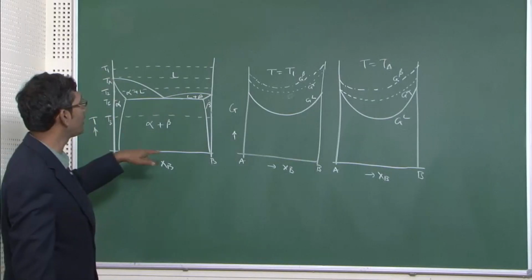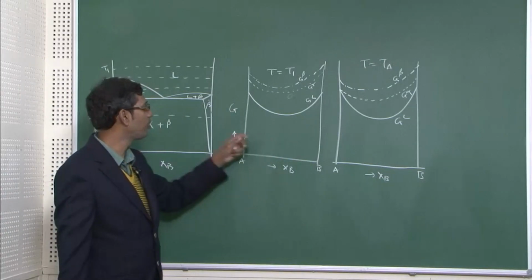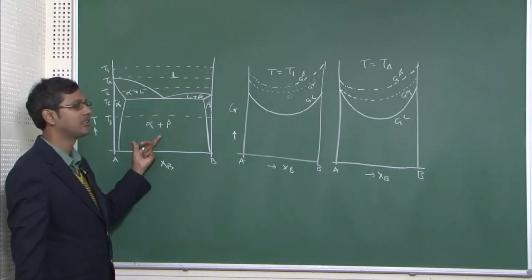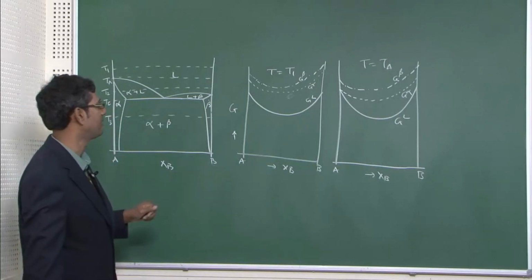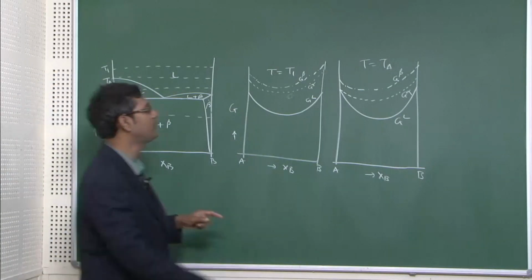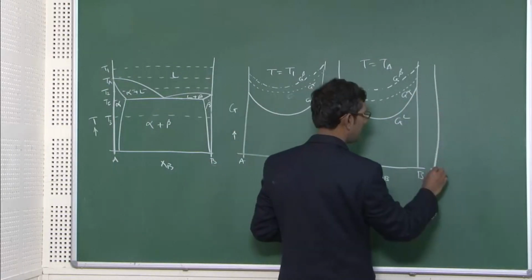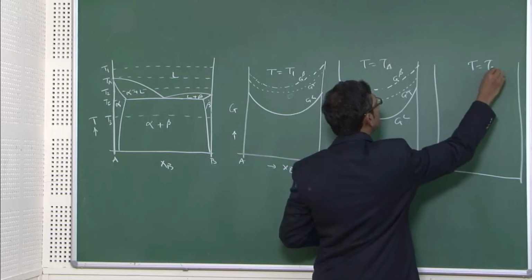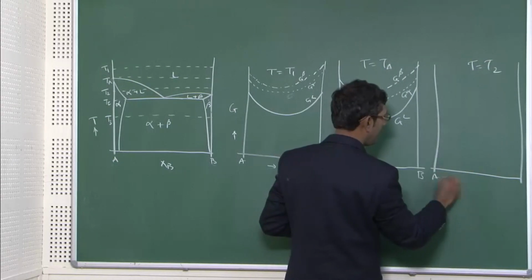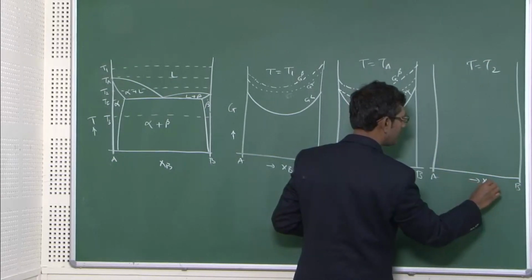And these diagrams actually are obtained from this by looking at a phase diagram. That is why it is very easy to understand. Now I will do it at temperature T2, which is also very easy. Temperature equal to T2, this is A, this is B, xp.